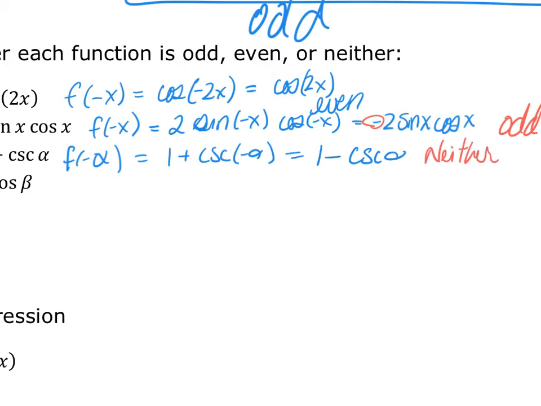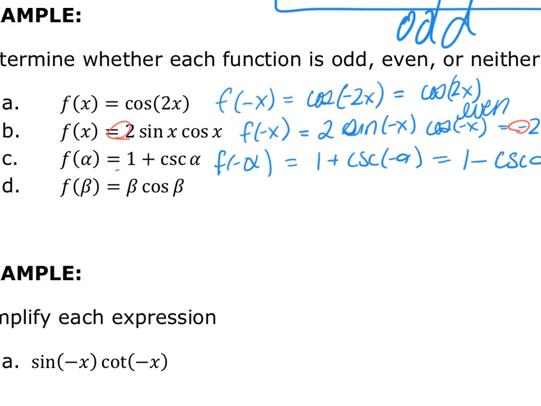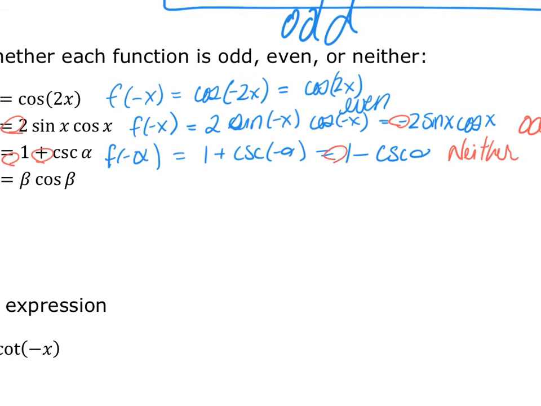So I ask myself, I started out with a positive and a positive, and I end up with a positive and a negative. So not both signs change and not both signs stayed the same. So it is a neither when I have a mix of sign changes, and I don't have everything changing or nothing changing. So this is a neither.